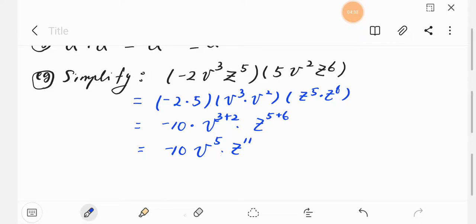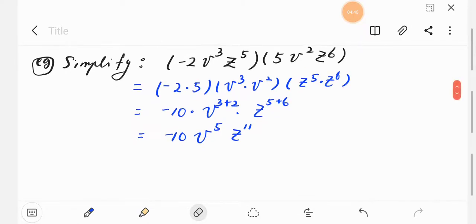So should we put a dot between these? Actually, you don't have to, because this is automatically a product. So you don't have to put a dot.